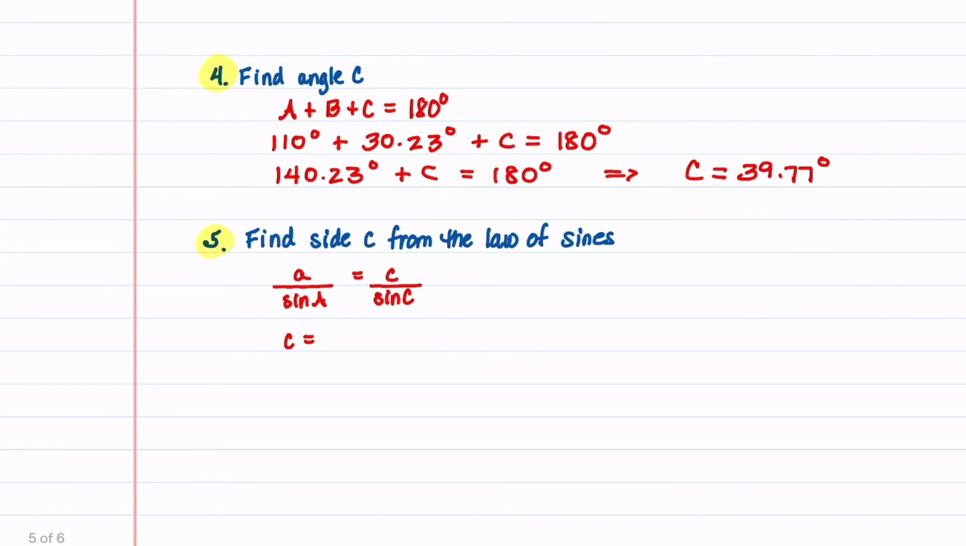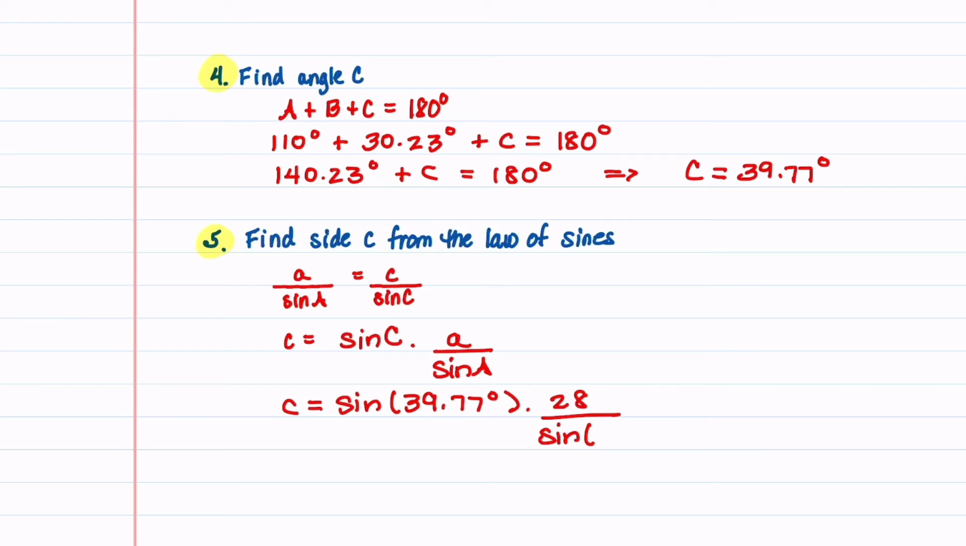Our last step is that we're going to find side c using the law of sines. I already have the formula put in for us. c is going to equal sine of angle C times a divided by sine of A. We'll put in values for this. We have sine of C, which we just found to be 39.77 degrees, times our side a, which is 28, divided by the sine of A, which is 110 degrees. Putting that into our calculator gives us a value of 19.06. We now have values for angle B, angle C, and side c.